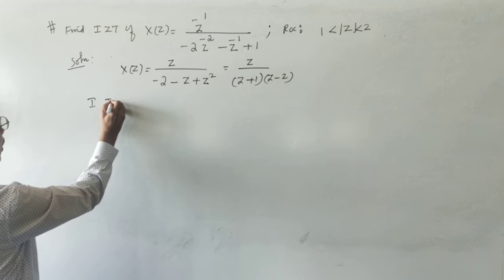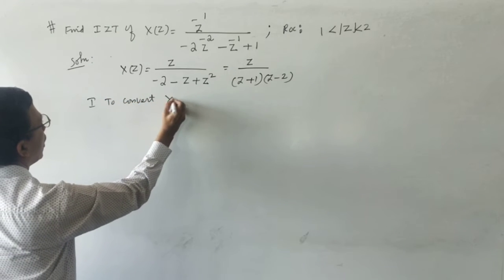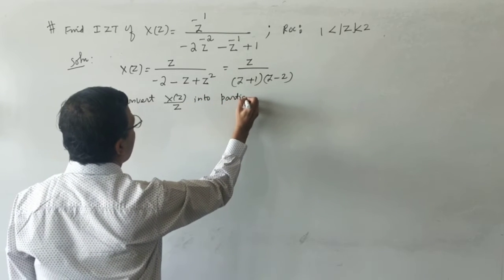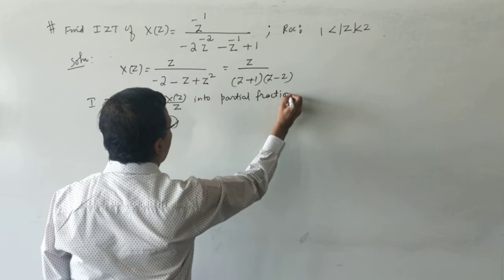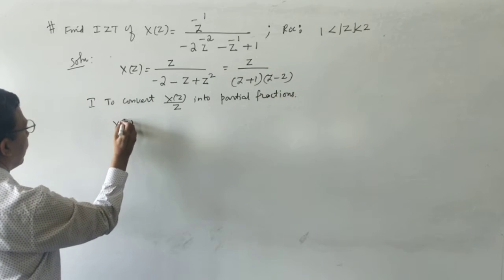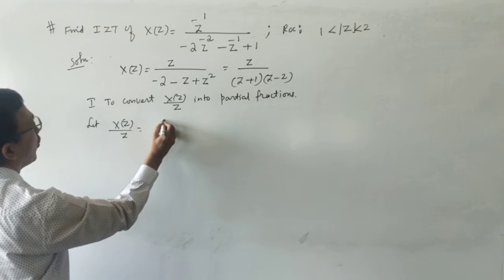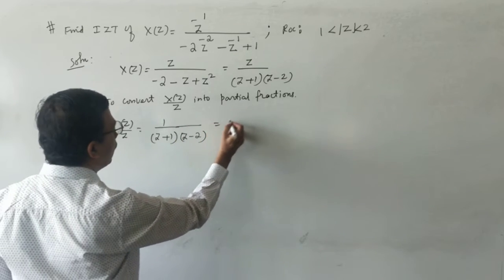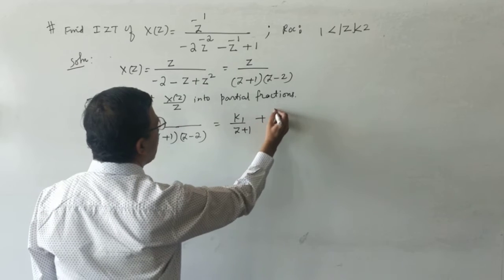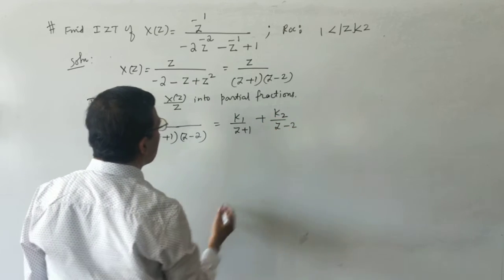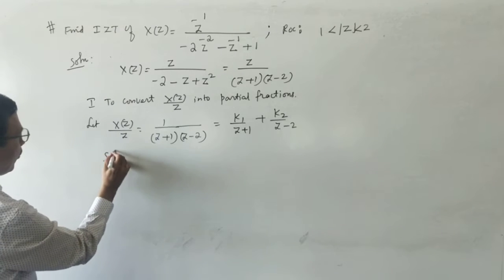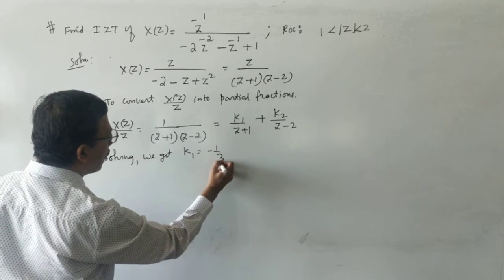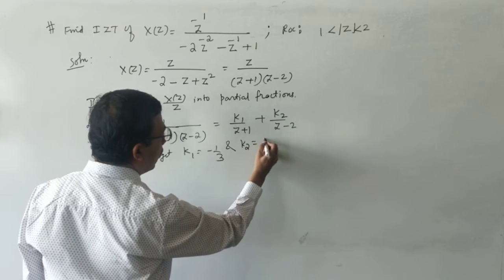First step, to convert X(z) by z into partial fractions. Let X(z) by z equal to 1 over (z plus 1) into (z minus 2) equals k1 by (z plus 1) plus k2 by (z minus 2). This is a fairly simple one. Solving, we get k1 is equal to minus 1 by 3 and k2 is equal to 1 by 3.